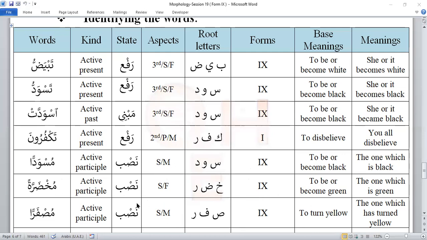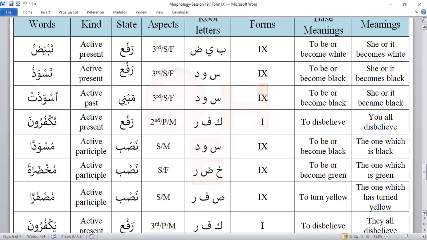Okay. Then the next word, musfarran. This is again like muhmarru, so it matches with active participle. And we have fatha at the end, so the state is nasb. And this is singular male. And root letters are sad, fa, ra, and the base meaning is to turn yellow. So the meaning can be the one which has turned yellow.